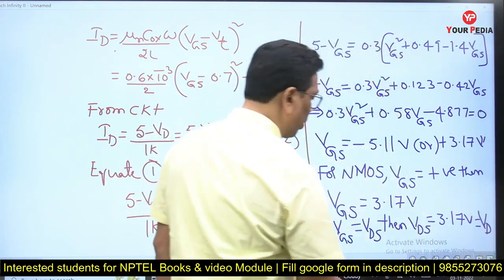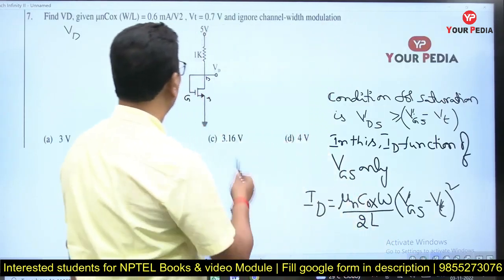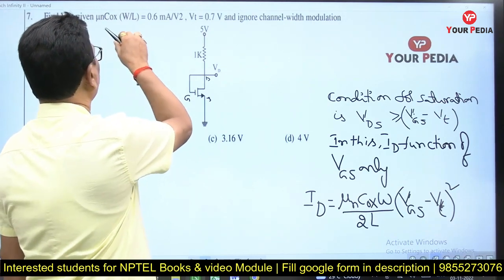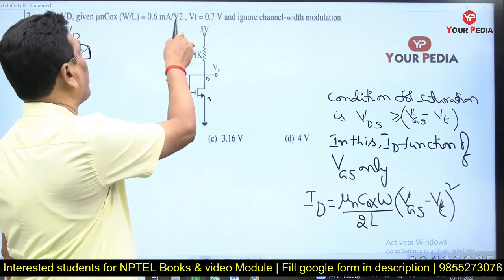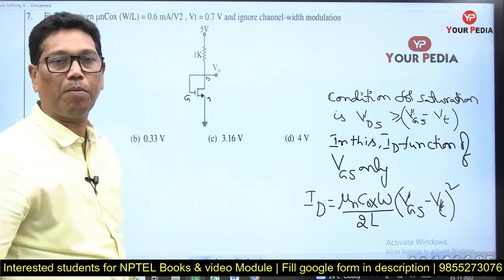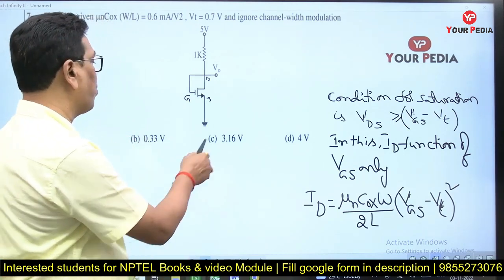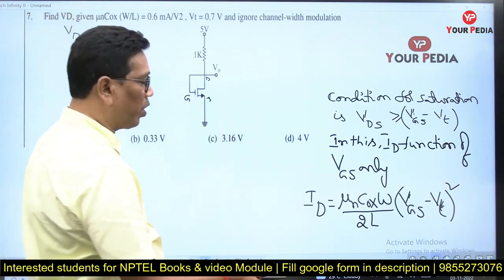So check out your question, what he is asking. For a given circuit, find the drain voltage, given transconductance parameter mu n Cox W by L equal to 0.6 milliampere per volt square, Vt equal to 0.7 volt. Ignore the channel length modulation. He has given the options 3 volt, 0.33 volt, 3.16 volt, and 4 volt. So you calculate that value.